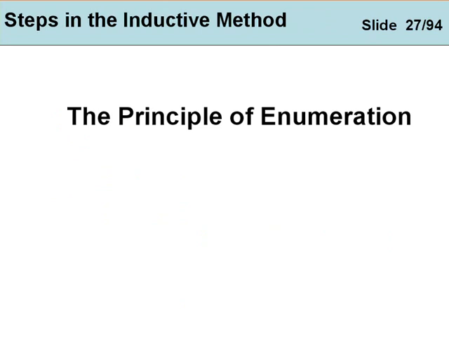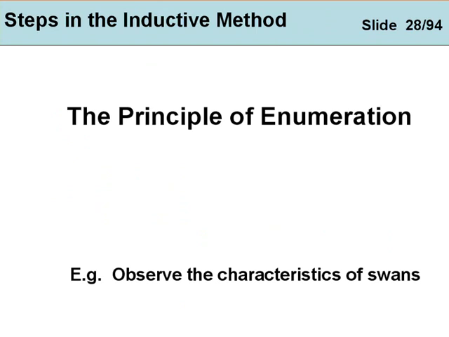I suppose the most basic principle here is the principle of enumeration. This means we can count up the observations. We can observe something, and if we can observe it many times, and the same thing happens every time, we start to have confidence. Every time it happens, something else happens. So what we do is we make observations. For example, let's move away from economics. Let's say we observe the characteristics of swans, a famous example in philosophy.